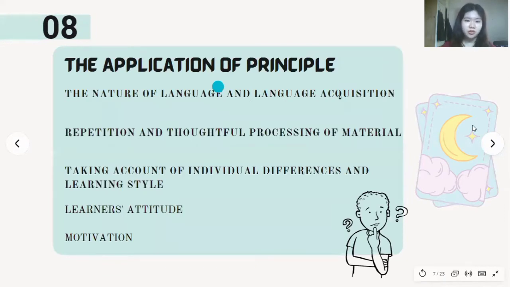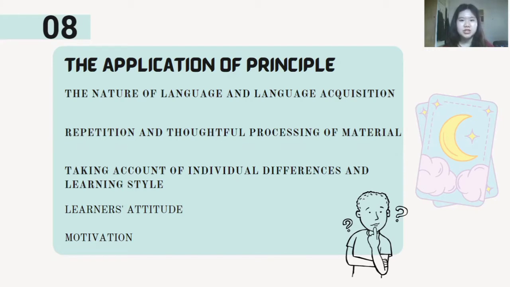The application of principles, which is the nature of language and language acquisition, is very important for a language curriculum designer to know. By doing proper research, as we have known, language is actually diverse. So how a Mandarin teacher teaches Mandarin is very different from how an English teacher teaches English. Therefore, it is very important for us to understand the nature of language first.